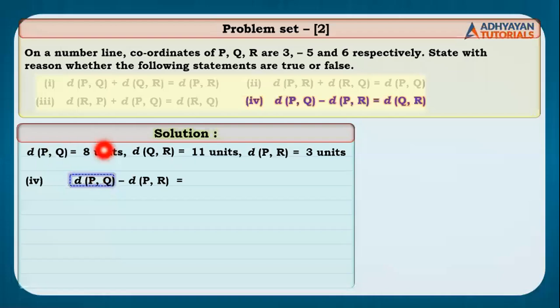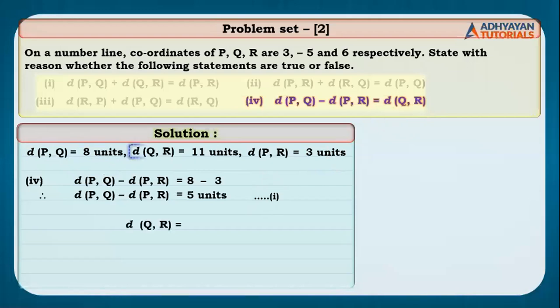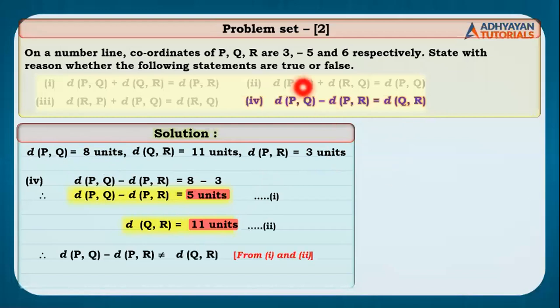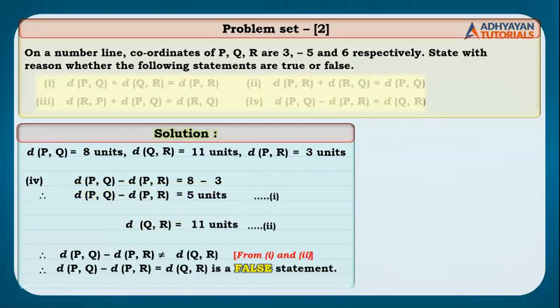Here, what is the value of distance PQ? 8. Value of distance QR, PR. PR का value कितना है? 3. So what is 8 minus 3, children? 5. I mark it as equation 1. Now equation 2 के लिए हम लोग right hand side को लेंगे, which is QR. So QR is 11 units. That is equation 2. Now look at equation 1 and 2 का right hand side. दोनों का right hand side देखो. Are they equal? No, they are not equal, and therefore I can state that this equation is a false statement.